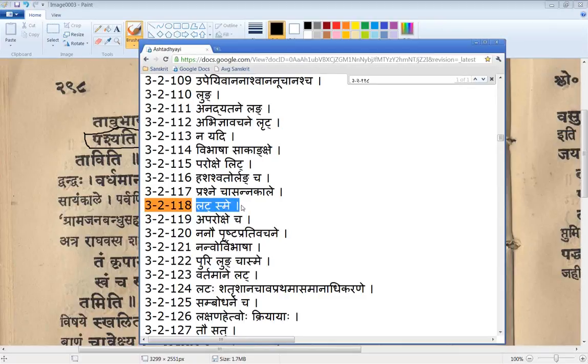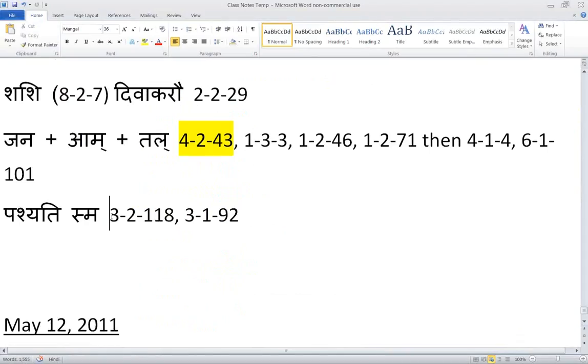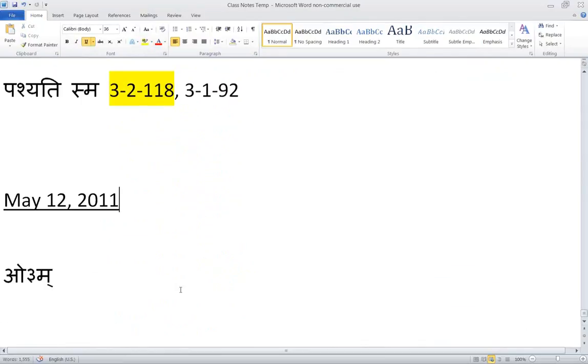It has to be anadyatane. Anything adyatana means you have to use lung lakara. All the remaining is only anadyatane. Lung can be used, lit can be used, parokshe latsme can be used, aparokshe this one can be used, all anadyatane only. Okay, so that was the thing from last time which I just wanted to clean up: I think this should be 3.2.118, because the event was not experienced by the speaker, so it should be parokshe, which is latsme 3.2.118.